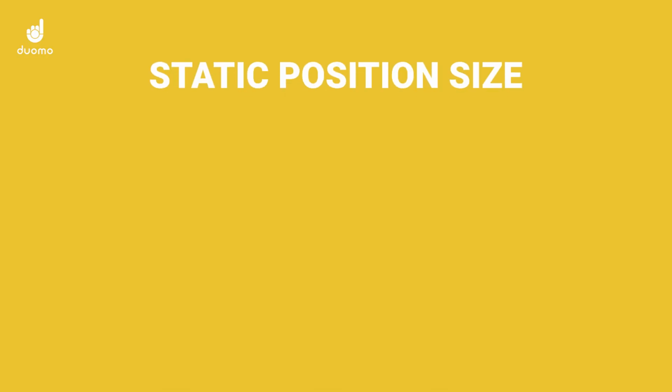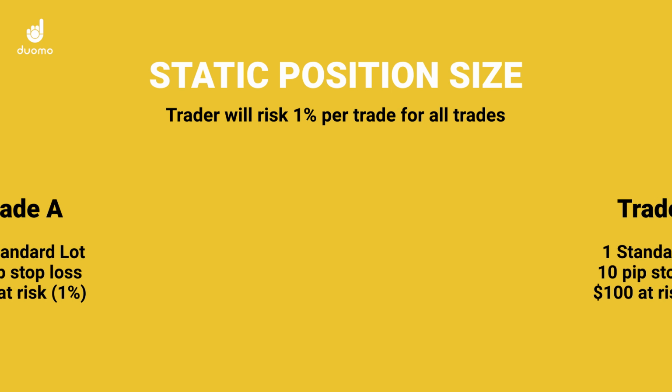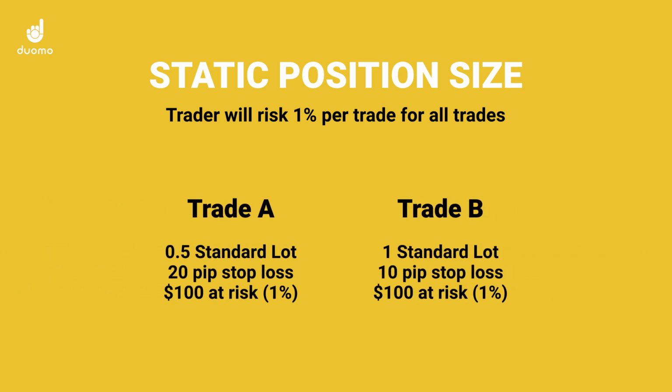The other common way of using a static position size is if you have a standard percentage of your account at risk, regardless of the opportunity. So in this case, for both of these opportunities, you'd be risking 1% of your account for both of them. 1% for this one, 1% for this one. That means that the position size for the trade will be different.